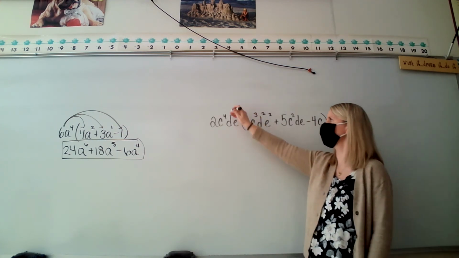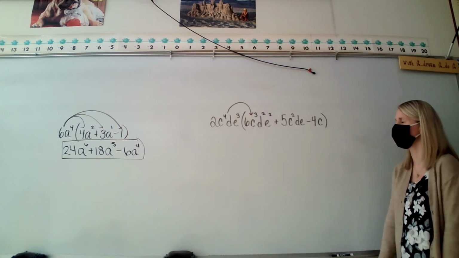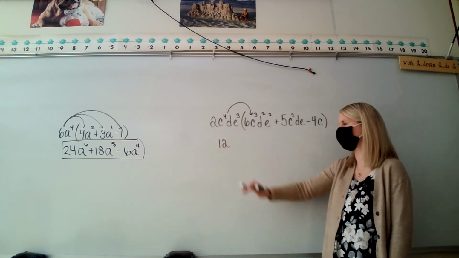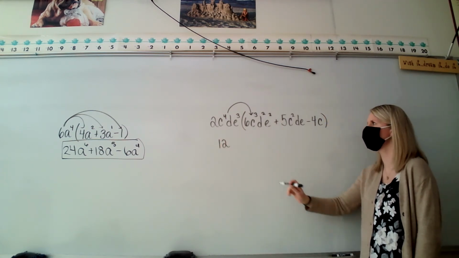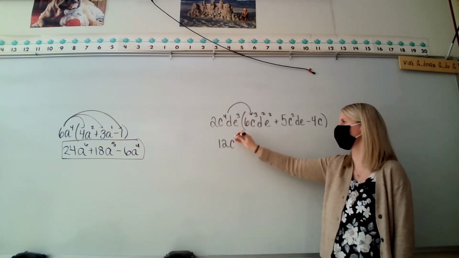So I'm going to take this and multiply it by the first term. You just have to stay organized and do it in order. 2 times 6 is 12. And then for each individual base, you add the exponents. c to the 4th times c to the 3rd is c to the 7th.